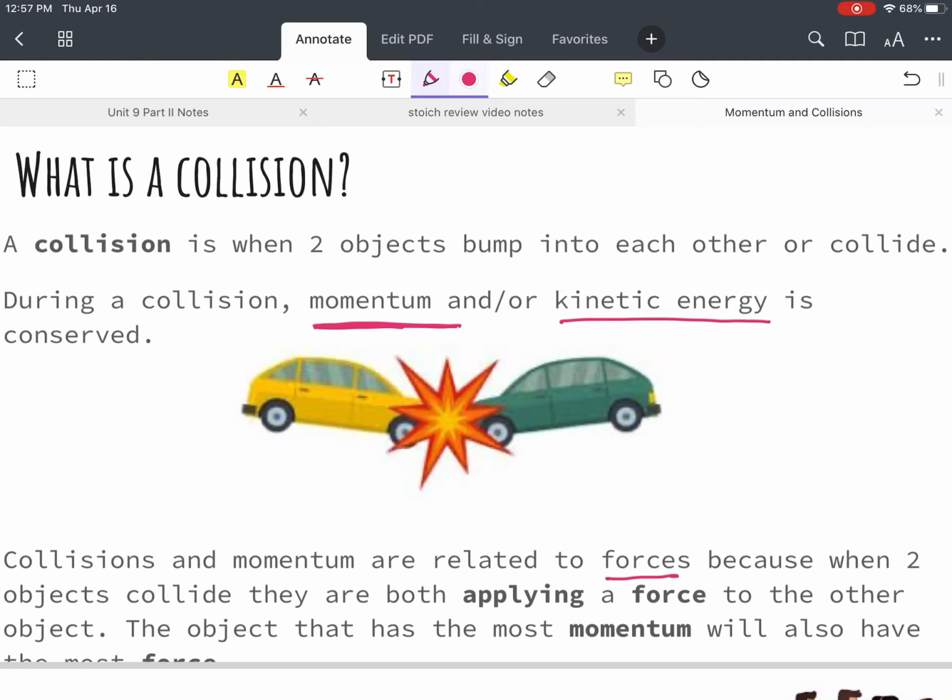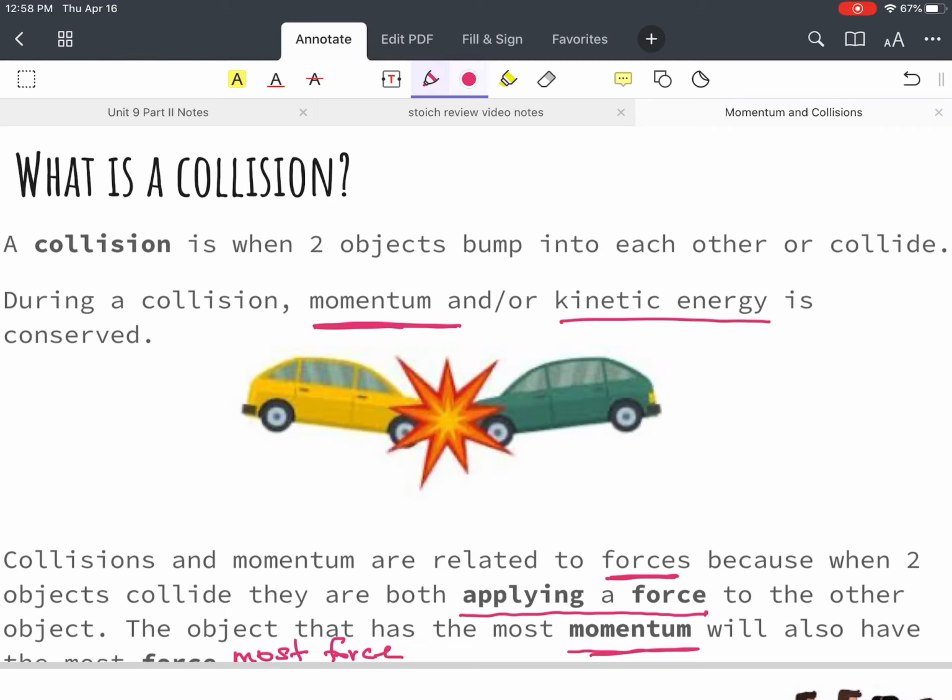Okay, and we talk about collisions when we talk about forces, because just like if somebody runs into you, they might be transferring their momentum. They're also applying a force to you. That's how we're transferring this momentum: we're applying forces to the other objects. So whichever object has the most momentum will also have the most force, right?